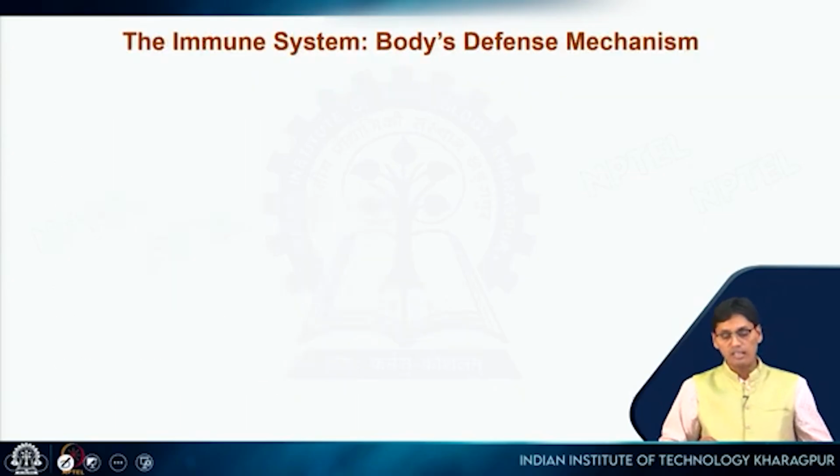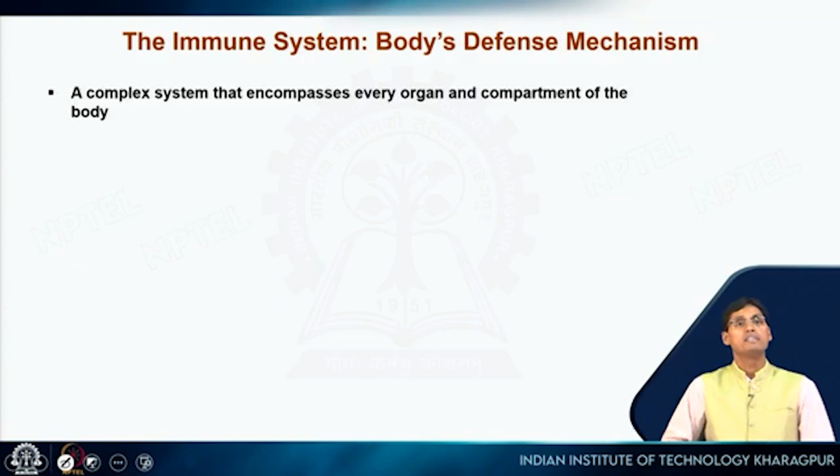And now the challenges of our immune system. The immune system can take care of many things. This is a complex system and it encompasses every organ and compartment of the body. So we have to protect our whole body, and as a result it should take care of the whole system.